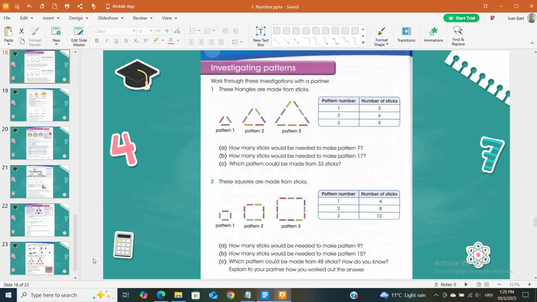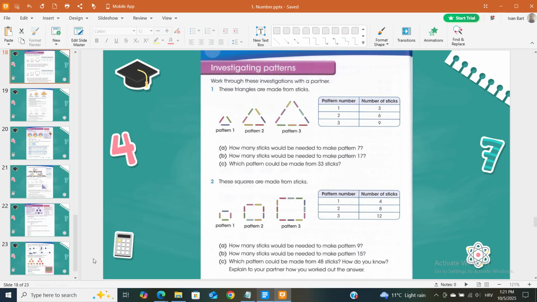A. How many sticks would be needed to make pattern 9? B. How many sticks would be needed to make pattern 15? C. Which pattern could be made from 48 sticks? How do you know? Explain to your partner how you worked out the answer.